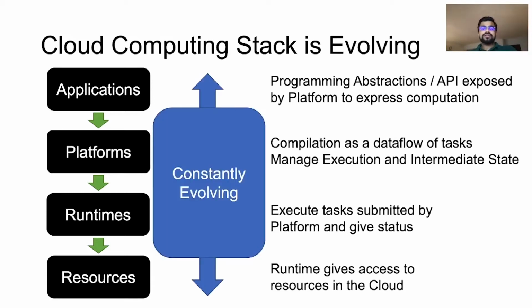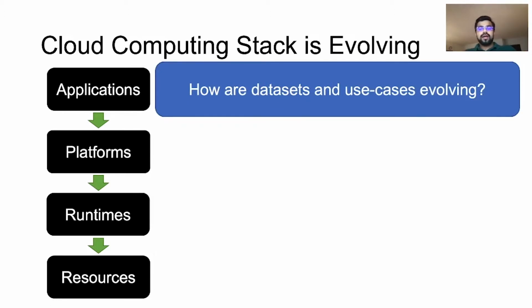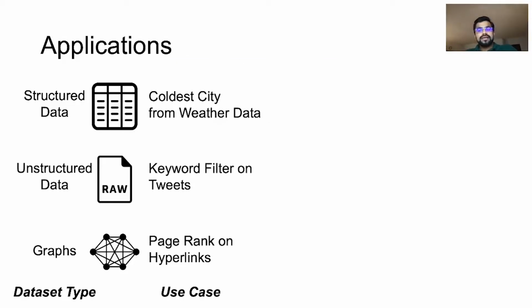There is active research happening as well as development in industry across these different layers of the stack, and the stack is constantly evolving. Let's look at each layer one by one and look at how these layers are evolving. At the application layer, the key question is, how are use cases and datasets evolving? Datasets and use cases are evolving, and this slide shows a few examples.